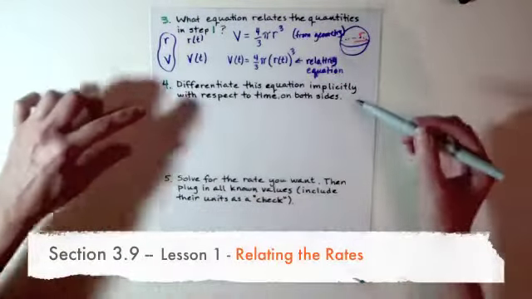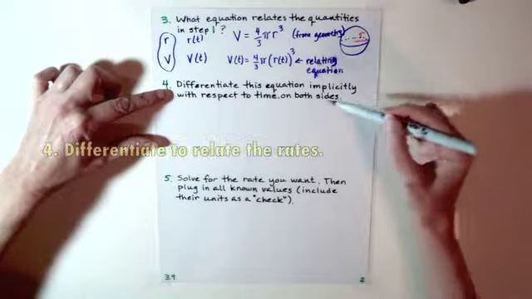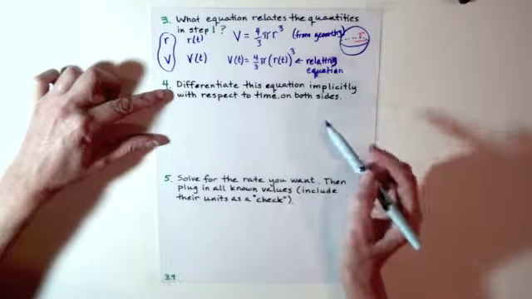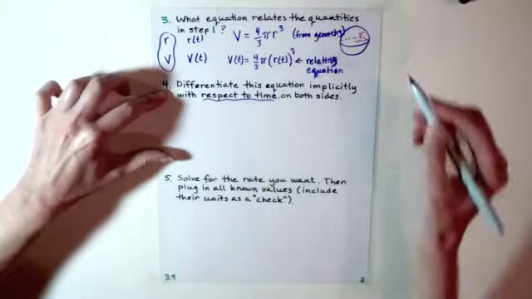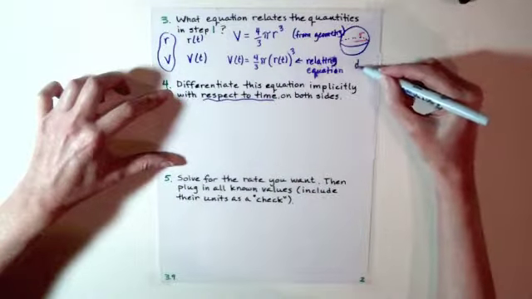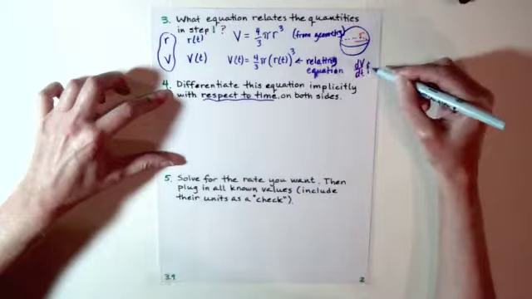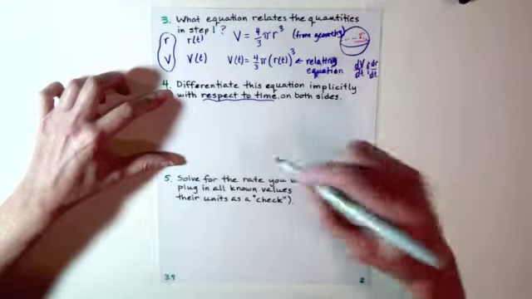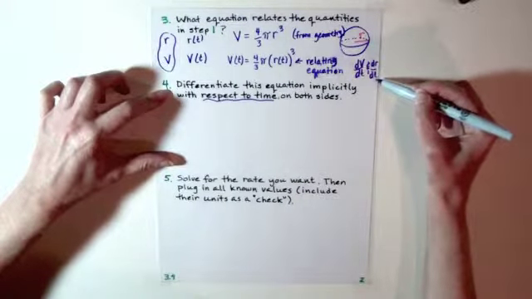So that's what we're going to do next, is differentiate this equation that we just wrote implicitly with respect to time on both sides. And why do I want to differentiate with respect to time? Because remember, we eventually want an equation that relates dV/dt and dr/dt together, not really an equation that relates V and r together. And these derivatives are derivatives with respect to time.